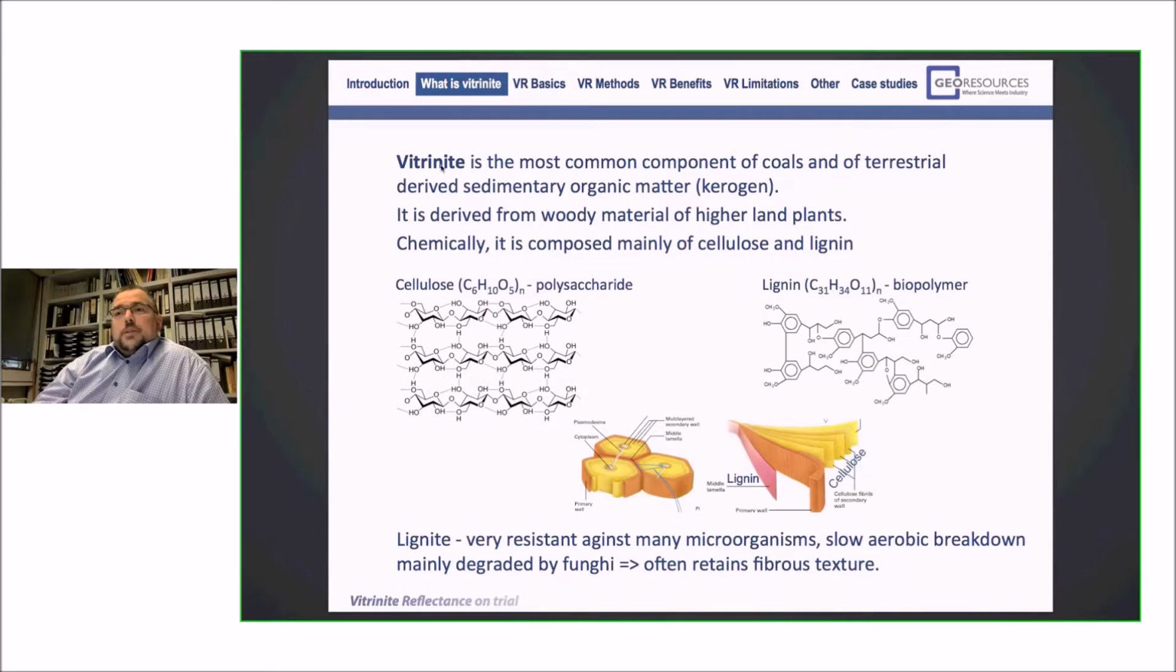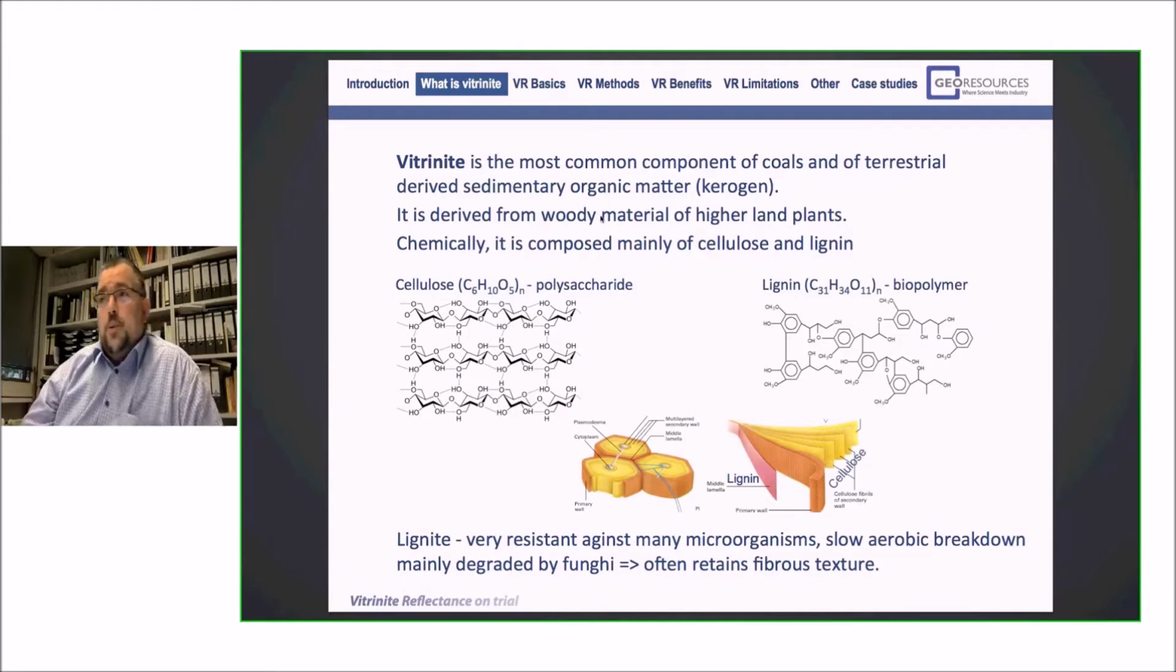I'm not sure how much you know about vitrinite, what your personal backgrounds are, so I just start from scratch. Vitrinite is the most common component of coals and of terrestrial derived sedimentary organic matter, what we normally call kerogen.